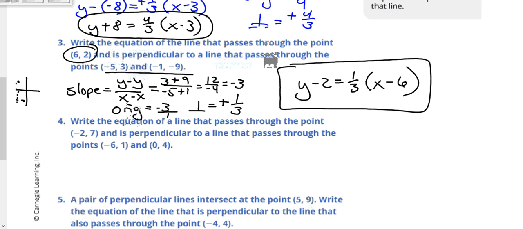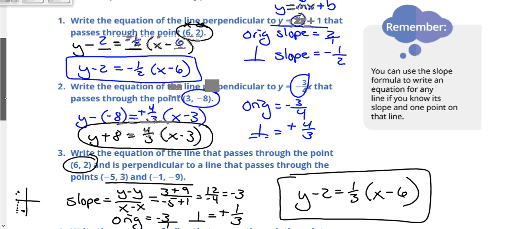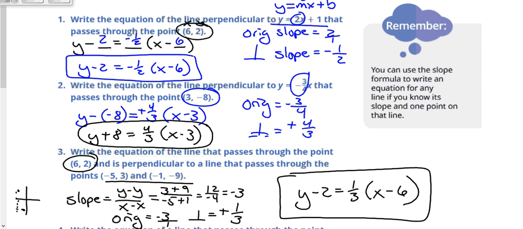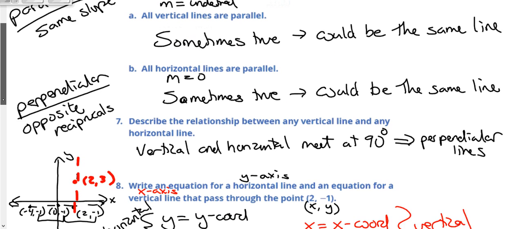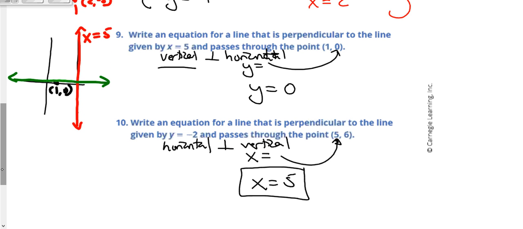All right, so that's basically what your homework is. You're going to be writing equations of lines that are perpendicular to given lines. And you are also going to be writing equations of horizontal and vertical lines given a point and doing that. So make sure and look back on your notes.